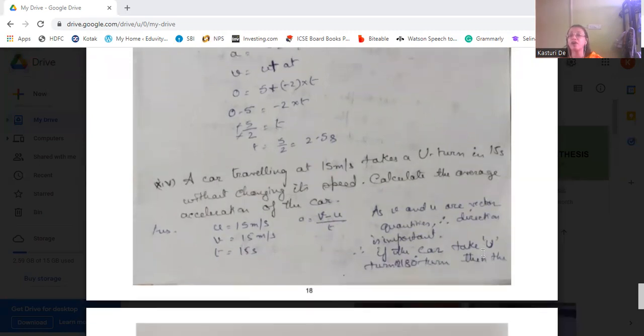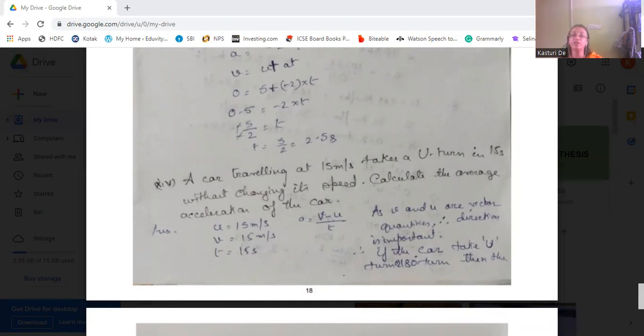Next question, a car traveling at 15 meters per second takes a U-turn. Total U-turn is taken in 15 seconds without changing its speed. Speed will be the same, only its direction changes. Calculate the average acceleration of the car. So initial velocity is 15 meters per second, and without changing speed, that means final velocity is also 15. Okay, but it takes a U-turn, and its time taken is 15 seconds.